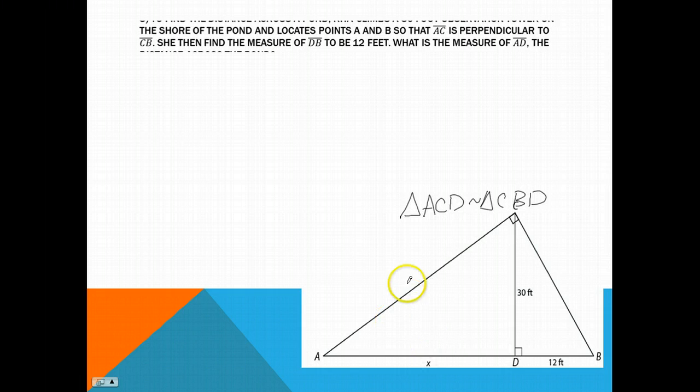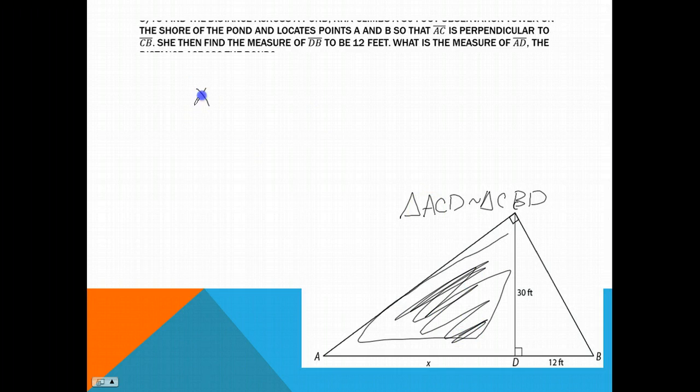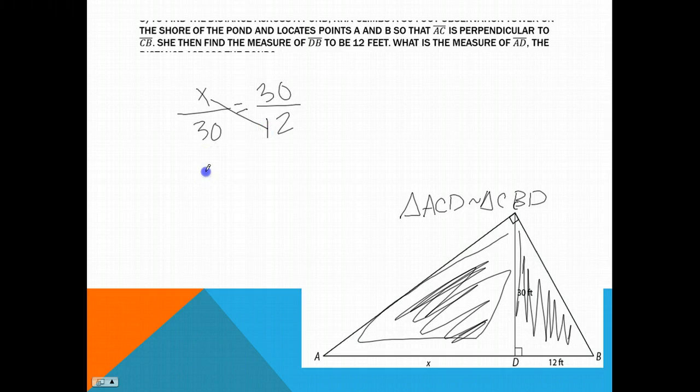So here we can set up a few different ways. We can do the longer side of triangle ACD, so this one right here. That longer side is X over its shorter side of 30, and then set it equal to the longer side of triangle CBD. That longer side is 30, the shorter side is 12, and then cross multiply. X times 12 is 12x, 30 times 30 is 900. Divide by 12, so x equals 75. So the measure of AD is that x value, which is 75 feet.